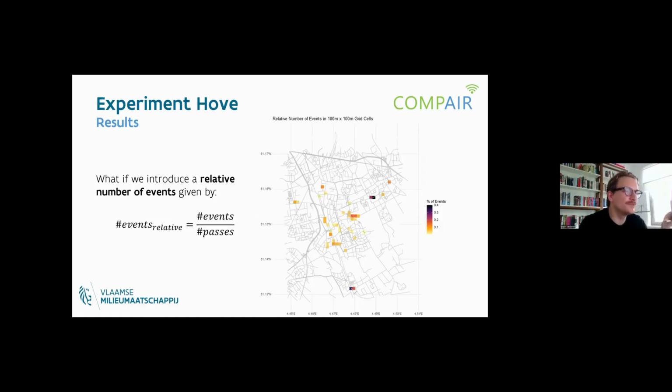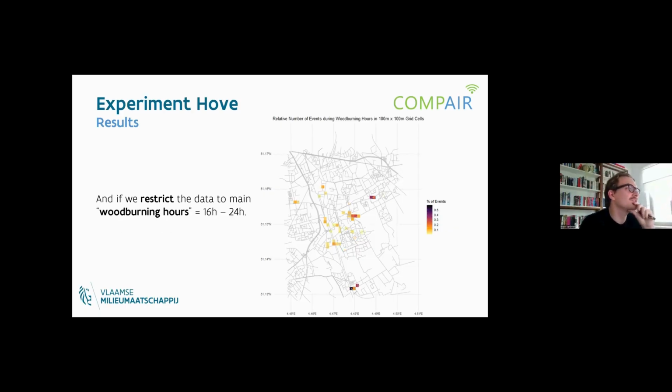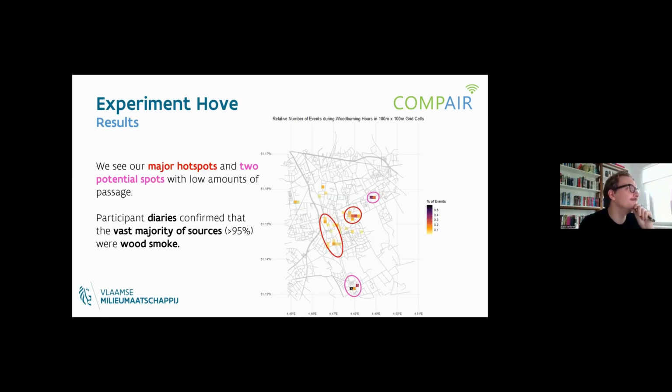But then we introduce another problem, of course, because there are more passes that are outside of typical wood burning hours. So we can restrict this data to the main wood burning hours, which is from 4 until midnight, let's say, when people get home from work and they want to heat their homes. And then we still see those 2 major hotspots in the center, so one along this main road and one in this area here. And we see 2 potential spots on the outskirts, but they had low amounts of passage, so they essentially need more investigation.